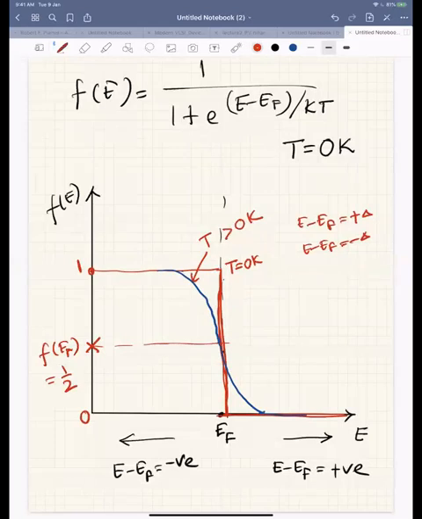If you go above absolute zero temperature, above T equal to 0, the shape of this function, the graph, will change. So there is a finite probability that energy states above EF can be occupied. And the energy states below EF are not 100% filled. Okay, so this is the Fermi function. All of you have seen this, so I don't think you will have any question here.